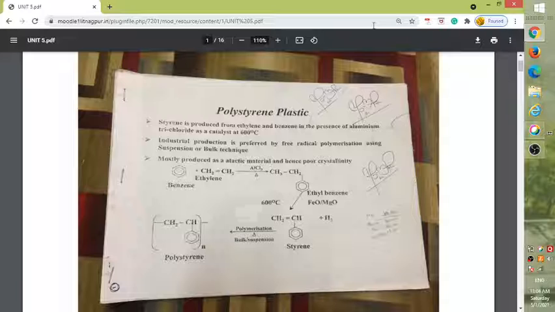So you know the tacticity of polymers, isotactic, atactic and syndiotactic, right? Now benzene, when reacting with ethylene, benzene ring plus CH2 double bond CH2 giving you ethyl benzene in the presence of aluminum trichloride as catalyst. Then this ethyl benzene gives styrene and H2 is liberated.